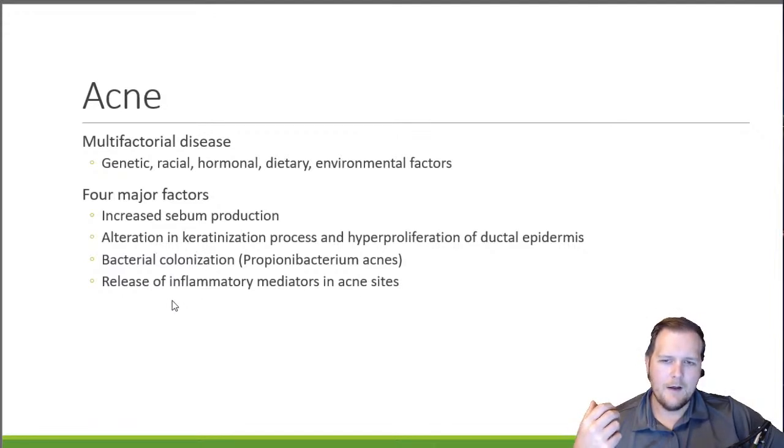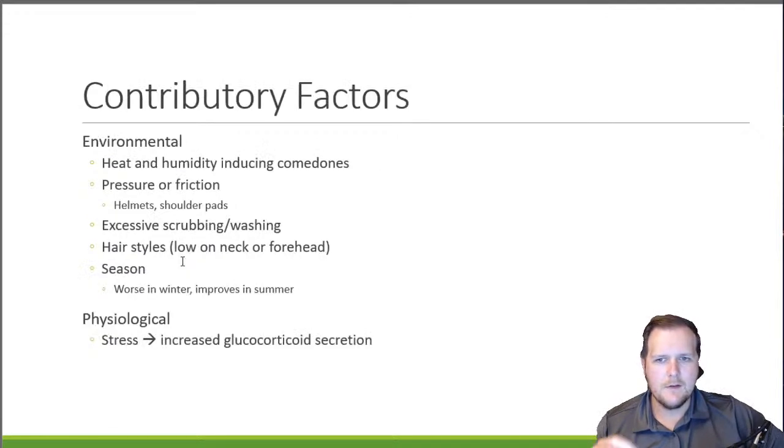You can have inflammatory cells coming and trying to break down these bacteria, and that leads to pus formation and things like that. So you can find this sort of cycle that occurs here, but these four steps are the main things we're going to be focusing on with our medications. Now, certainly, there are different contributory factors here.